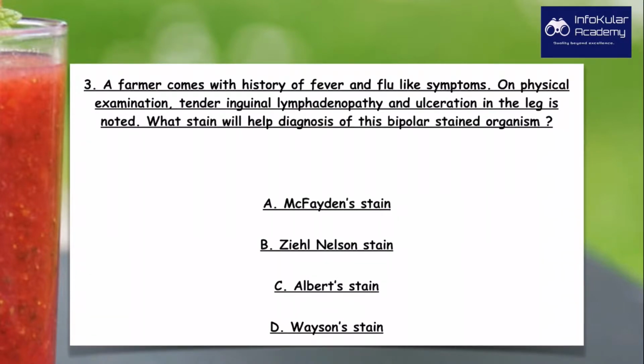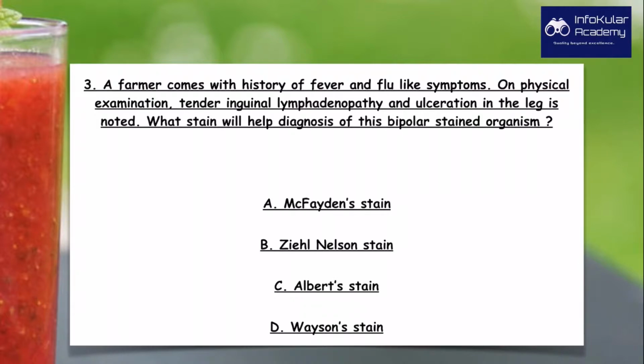Question number 3. A farmer comes with history of fever and flu-like symptoms. On physical examination, tender inguinal lymphadenopathy and ulceration in the leg is noted. What stain will help diagnosis of the bipolar stained organism?